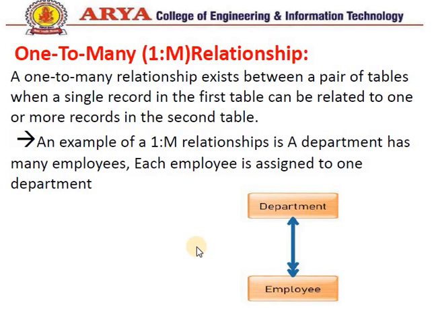Now we discuss one-to-many relationship. A one-to-many relationship exists between a pair of tables when a single record in the first table can be related to one or more than one record in the second table. It means a department has more than one employee. For a department like computer science having more than 10 employees, the relation is called a 1:m relationship. A department has many employees and each employee is assigned to one department. That is called a 1:m relationship.